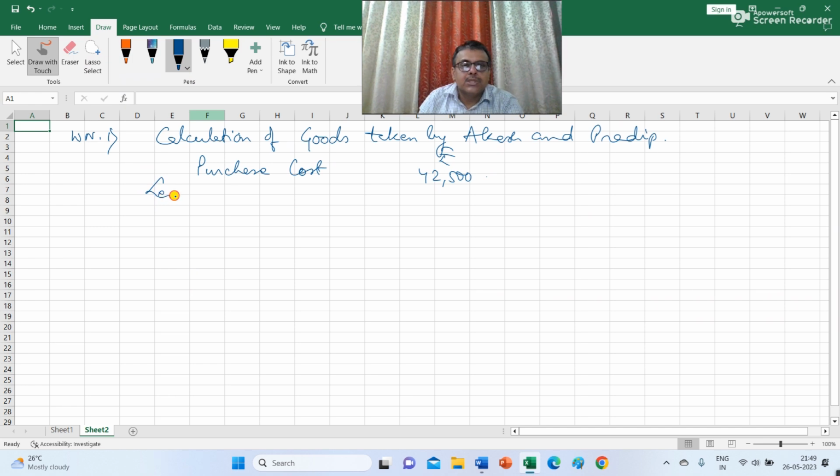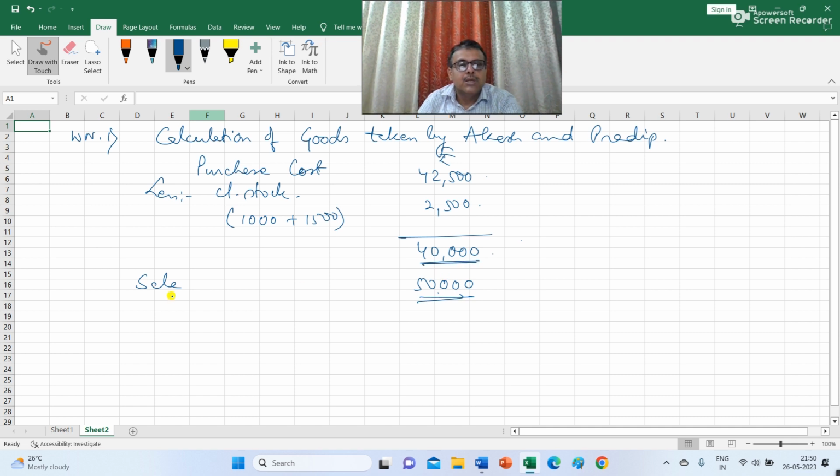And there was a closing stock. So I am writing here closing stock of rupees 1,000 plus 1,500, so 2,500. So 40,000 is the cost price of goods that was sold, and rupees 50,000 is the amount of sales. 20,000 was the sales made by Akash and 30,000 is the sales made by Pradeep.